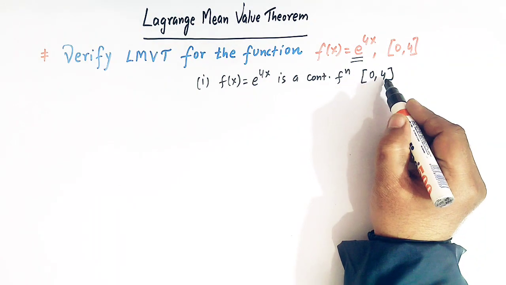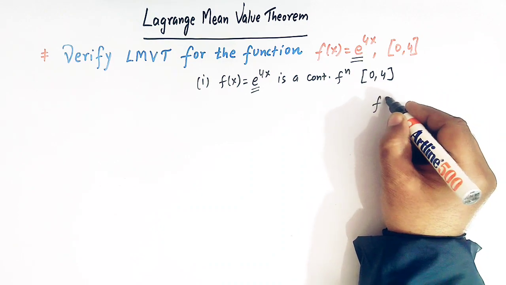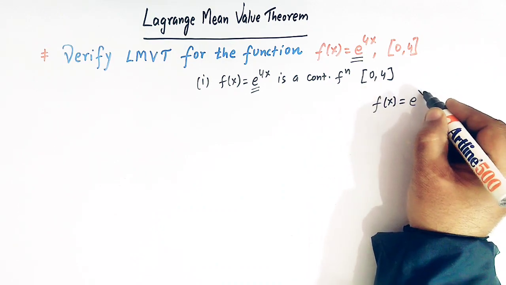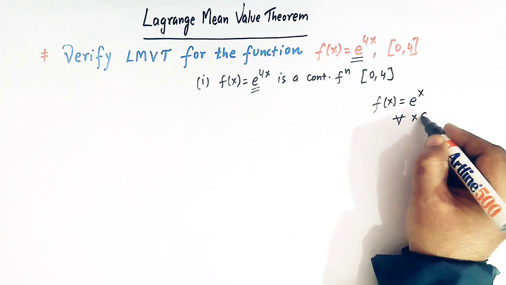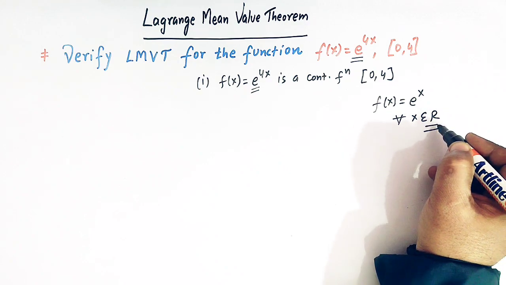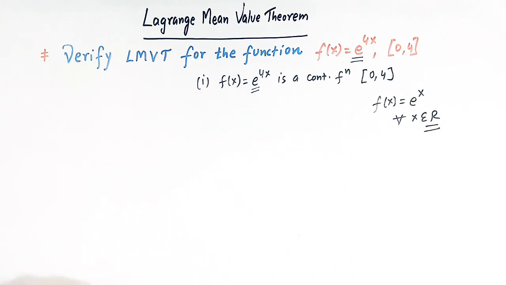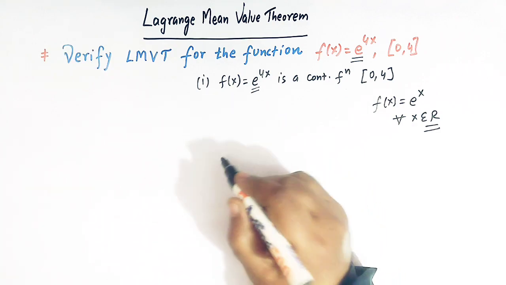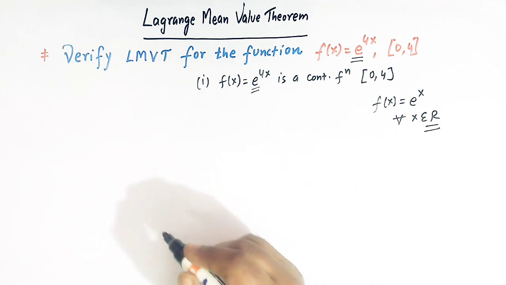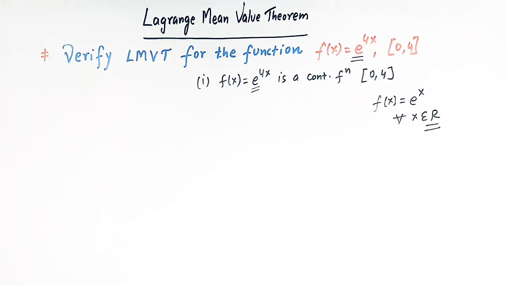So here the interval is 0, 4, and we know that the exponential function, that is say f of x is equal to e raised to x, is a continuous function for all values of x belonging to the set of real numbers, right? We can also prove the continuity of this function by separately finding out the left hand limit and the right hand limit, then equating both the limits, and then finding out the value of the function at the given point, right?